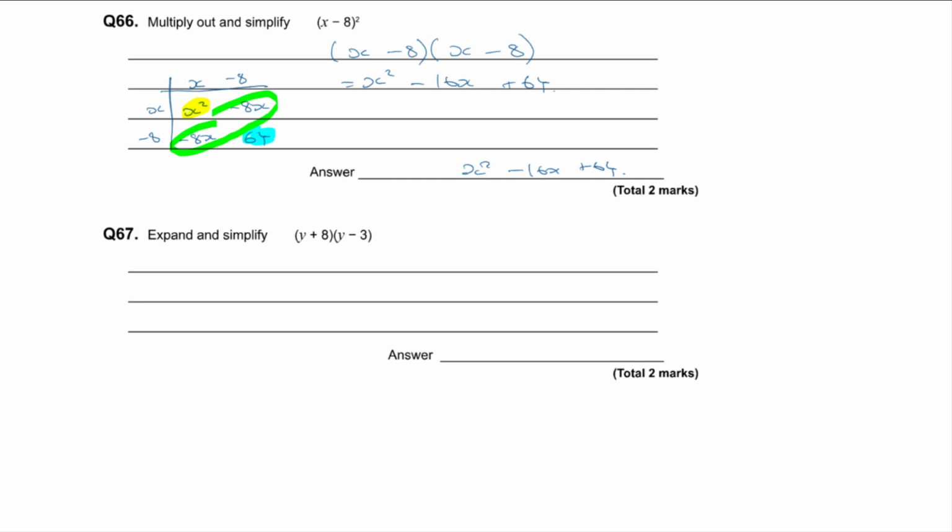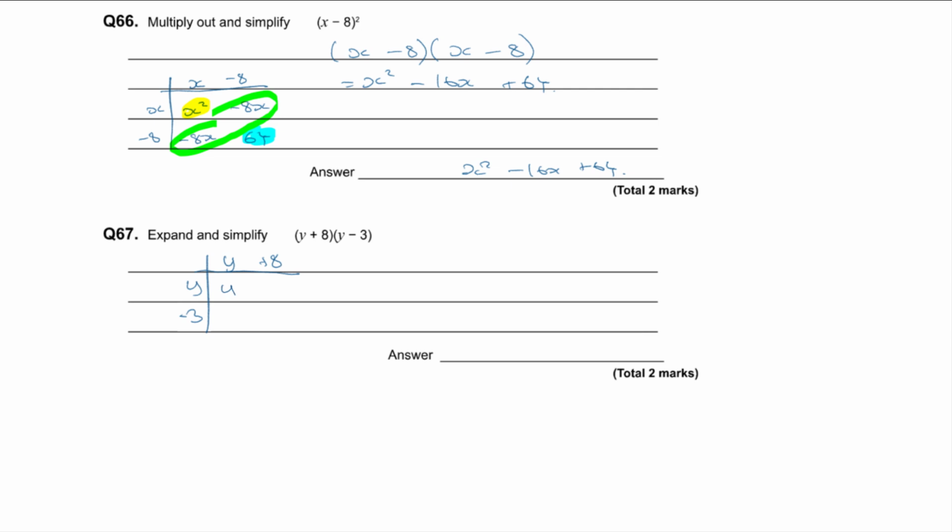Question 67, expand and simplify y plus 8, y minus 3. Again, I recommend doing this as a grid. People try and do it with these things, and often they miss bits out and get it wrong in the test. So I just think it's good practice to do the grid because it's got a place for every value that you need. So I've got y and 8 and y and minus 3.